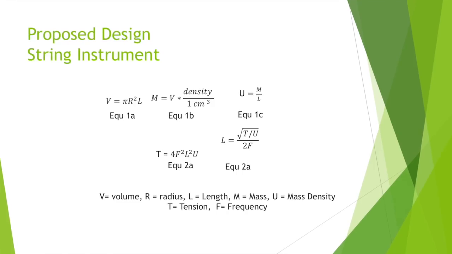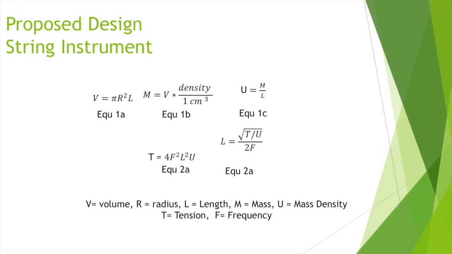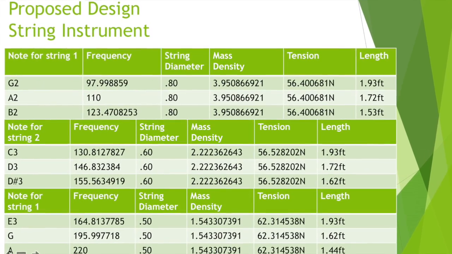Here are the 5 equations that I use to determine what string tension and length need to be. Equations 1 alpha, 1 bravo, and 1 charlie were for mass density. By using the mass density, I plugged it into equation 2 alpha to get the tension for each of the 3 strings, and then using equation 2 bravo with the mass density and the tension, I found the length to play that note. Here's the breakdown of all the measurements.